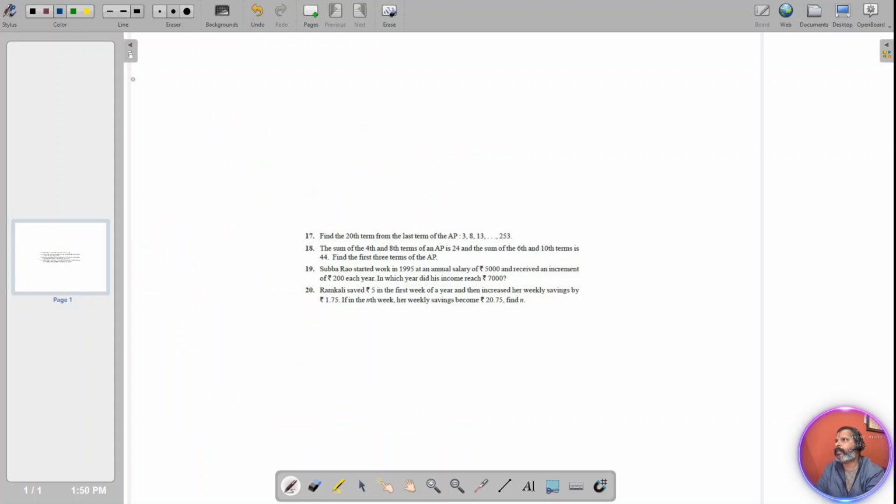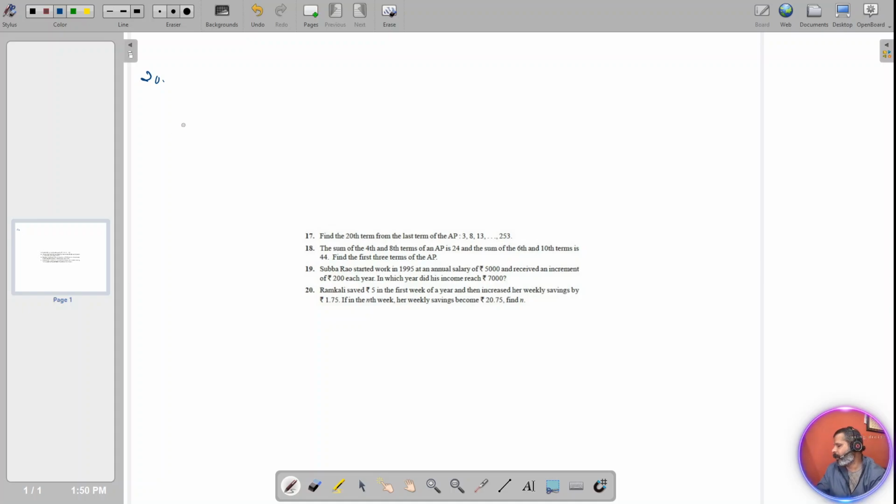The last in the exercise, that is the 20th one, is kind of similar to the 19th itself. Ramkali saved rupees 5 in the first week of a year, then increased her weekly savings by 1.75. Means 5 rupees in the first week, next week 5 rupees plus 1.75 rupees. That is total in the second week it will become 6.75. Like that you add 1.75 to every saving to get the next saving. In which week will her weekly saving become 20.75 rupees? It's similar to the 19th one.